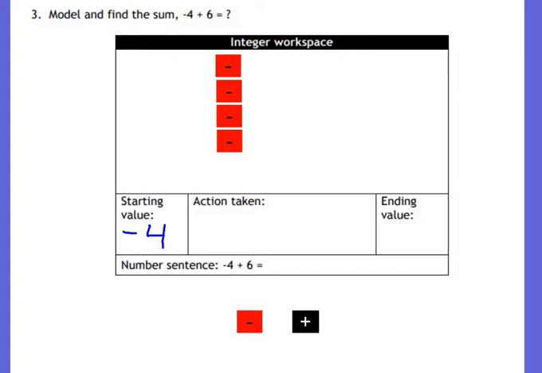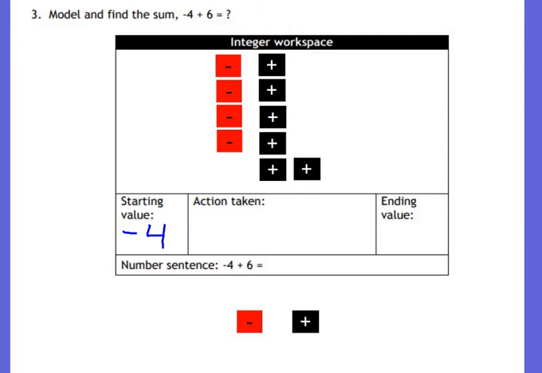Okay. Then I see a plus sign. It's for a positive 6 to be added. I see a plus sign, so does that mean I'm going to be adding tiles or taking tiles away? Adding tiles. What color tiles am I adding? Black. So positive. How many black positives? 6 black positives. So now I've shown the problem.